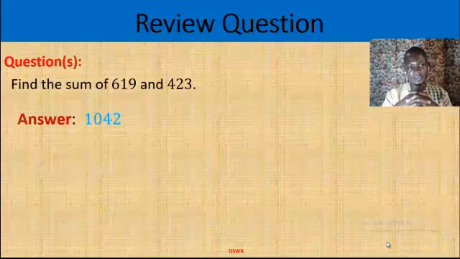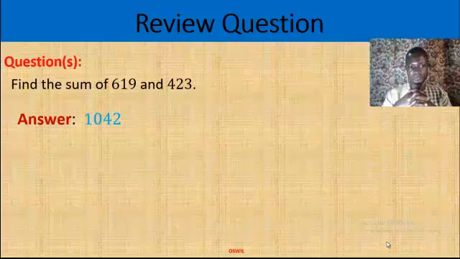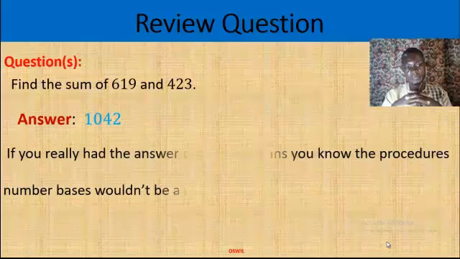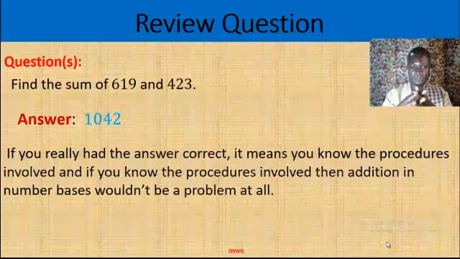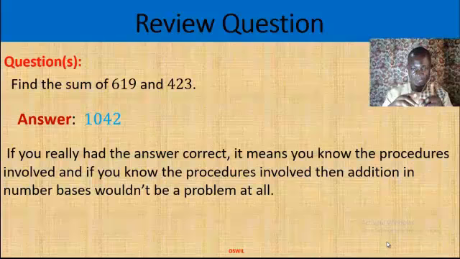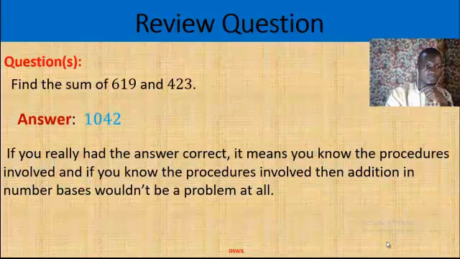The answer is 1042. I hope you heard this and hence you are happy. If you were able to solve this question, it means you know the procedure to follow. And if you know the procedure to follow, then today's subtopic wouldn't be a problem to you. Keep your answer with you, and we may attend to that question.